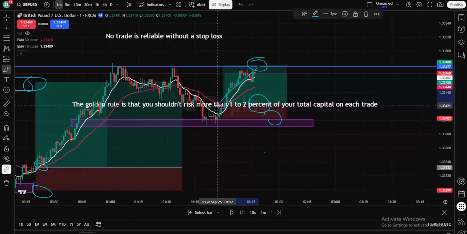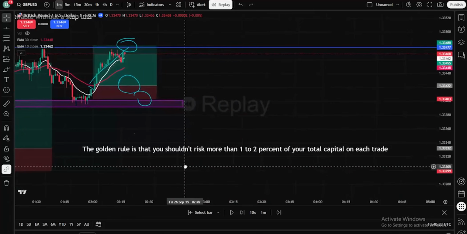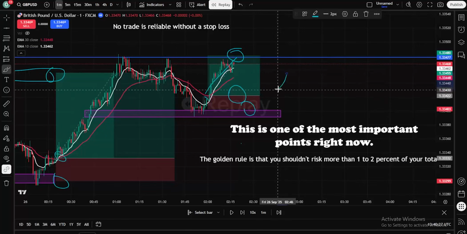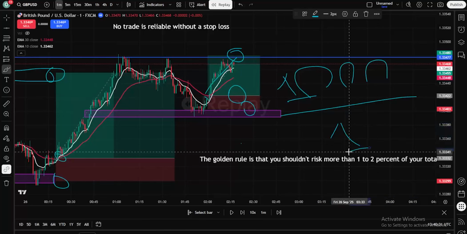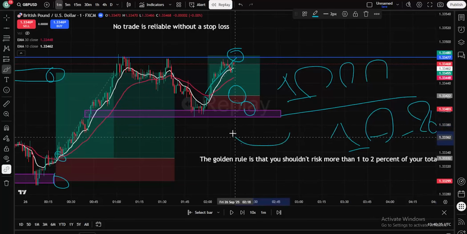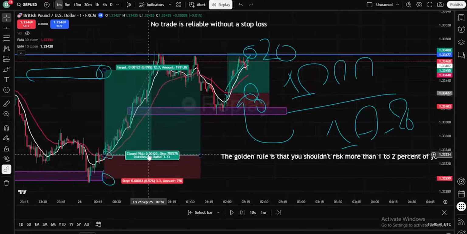1. Risk percentage per trade. The golden rule is that you shouldn't risk more than 1 to 2% of your total capital on each trade. That means if your account is $1,000, you shouldn't risk more than $10 to $20 on a trade. This will ensure that even if you lose several trades in a row, you still have enough capital to continue.